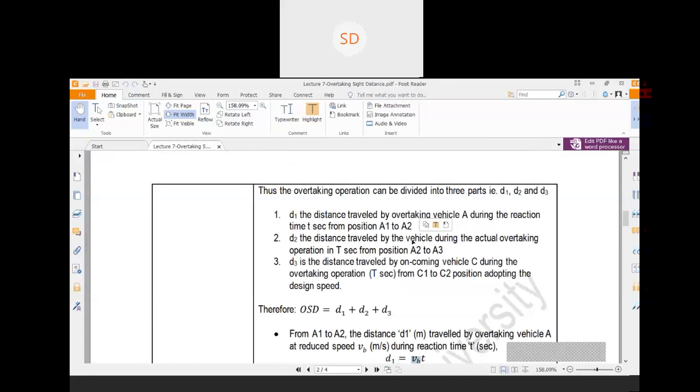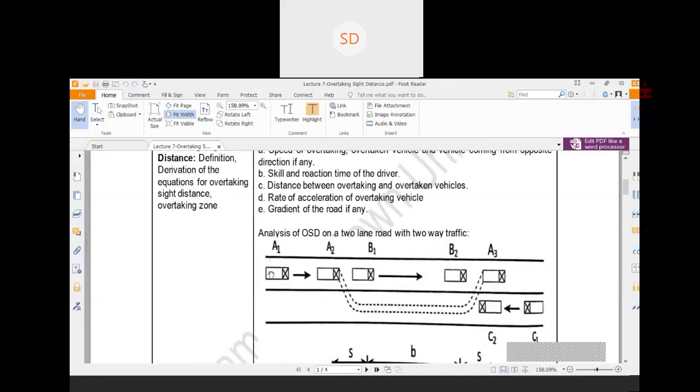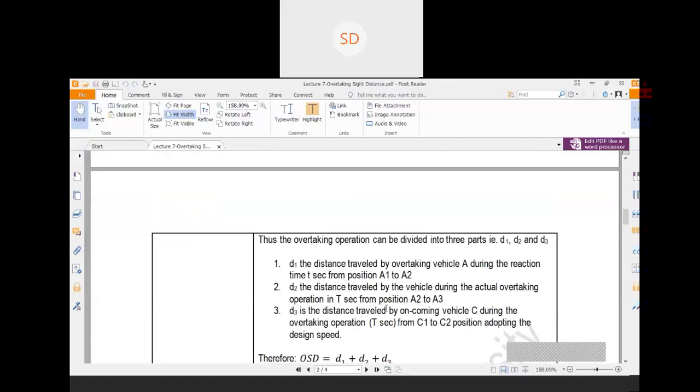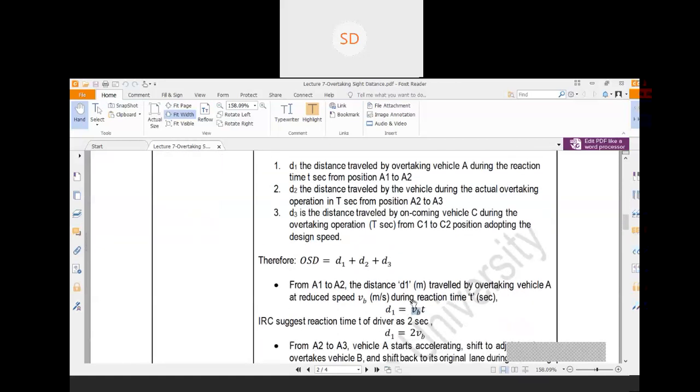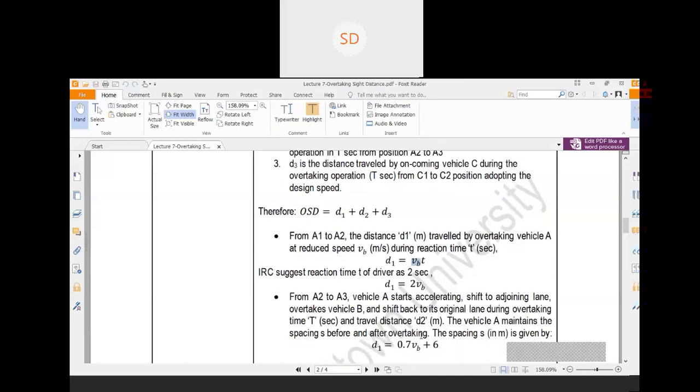Why is this so? During that A1 to A2 time, the vehicle A will reduce its speed and follow the vehicle B. That's why you have considered Vb meter per second as the speed of the vehicle A. So your d1 is Vb into t, which is very simple. As t is the reaction time and it is equivalent to 2 seconds, d1 is 2 Vb. So this is the thing.